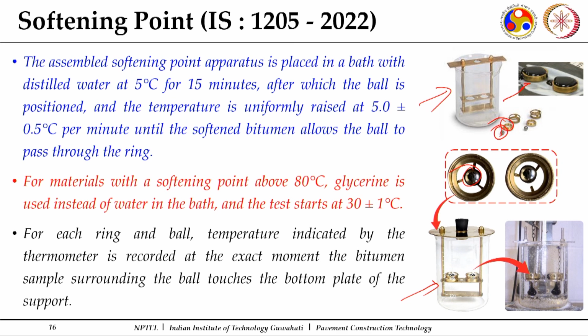It says the assembled softening point apparatus is placed in a water bath with distilled water at 5 degrees centigrade for 15 minutes, so as to bring the sample to 5 degrees centigrade, after which the ball is placed and the temperature is raised at 5 degrees centigrade per minute.